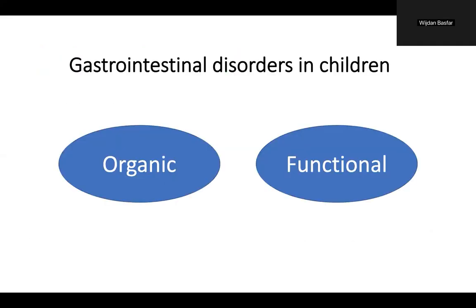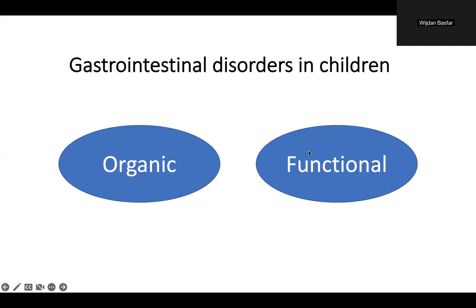So GI disorders in children are either organic or functional. What are the differences between them? The only difference is that in the organic, there is underlying tissue damage, while in the functional, there isn't any organic tissue damage. For both groups of disorders, the children are experiencing symptoms, the symptoms may affect their quality of life, and they're suffering from the symptoms. But the only difference is the underlying tissue damage.